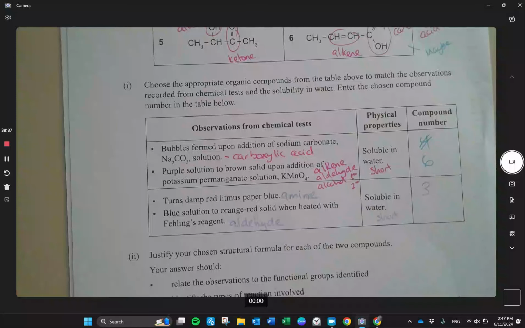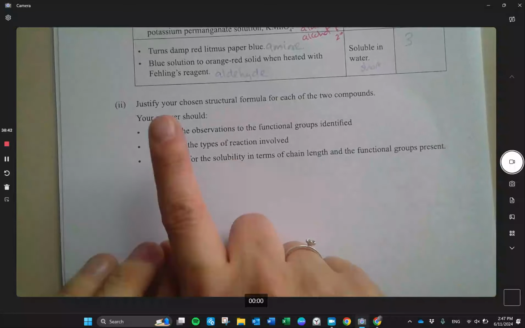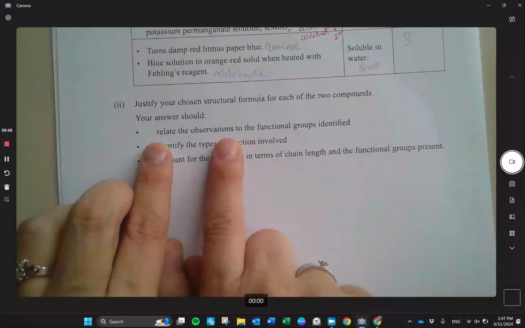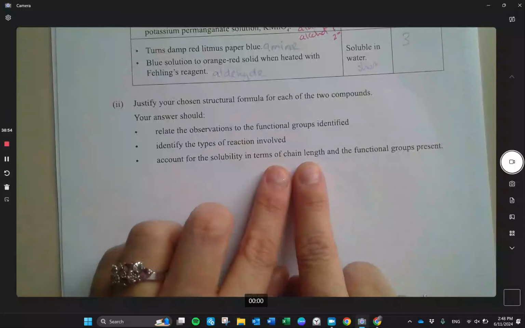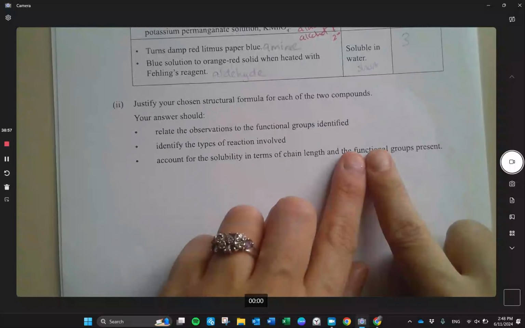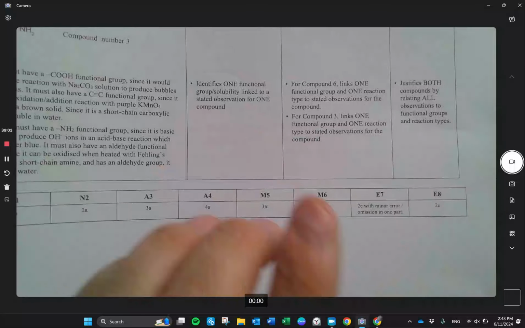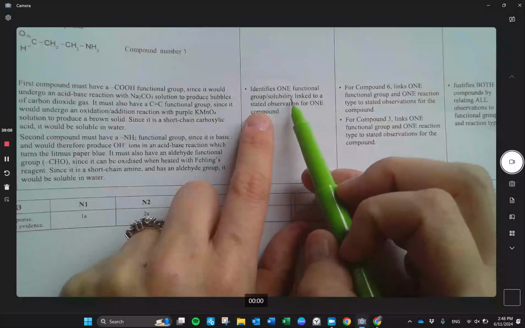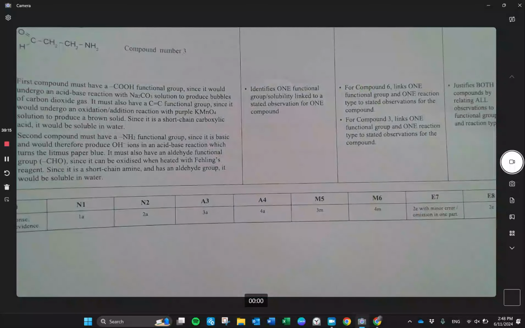All right, here's the last one. So they want you to justify your chosen structure for each of the 2 compounds. Your answer should include: relate the observations to the functional group identified, identify the types of reactions involved, account for the solubility in terms of functional group present. So when we look at this marking schedule here, the first requirement is that it wants you to identify one functional group, or you can also identify solubility linked to the stated observations for one compound. So basically pick one of these properties and tell me then what compound it represents.